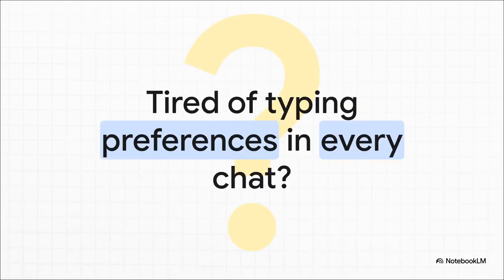So, let's be totally honest for a second. How many times have you typed, "Be concise," or "I'm a developer," or "Use British English" into a brand new chat? You sit down, you're ready to crush some work, but before you can even ask your actual question, you have to spend 2 paragraphs just explaining who you are and how you want the AI to talk back to you. It's a ridiculously frustrating reality that we can just call prompt amnesia.